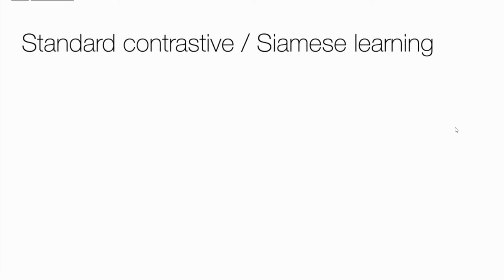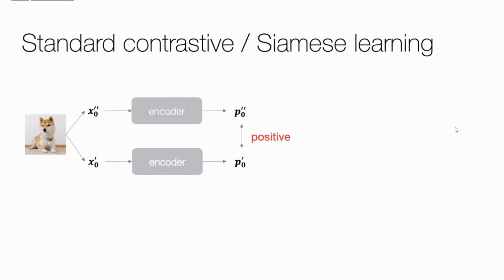So just to give you a brief background of what contrastive and Siamese learning is: given an image, we will create some view of the image, for example, by augmentation or cropping. And then this will be fed into an encoder to generate some representation. It's basically a vector. And then we will crop another view from the same image and feed it into the same encoder with a different augmentation. And it will generate another vector, and the two vectors will form positive pairs.